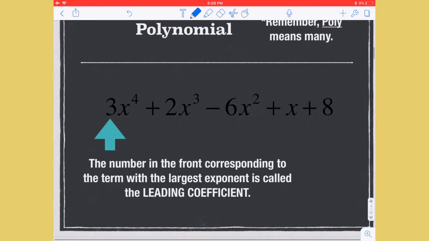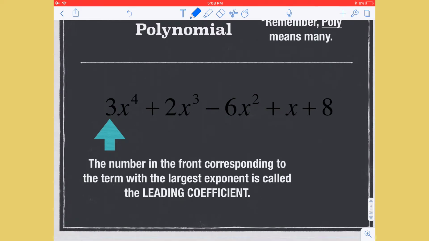The coefficient corresponding to the variable with the highest degree is called your leading coefficient. It makes sense because it is in front, therefore it is leading the entire polynomial. However, if you are not given a polynomial that is in descending degree order, it may not necessarily be in the front. So you want to make sure you look across the entire polynomial to ensure that the highest degree term is in fact at the front.